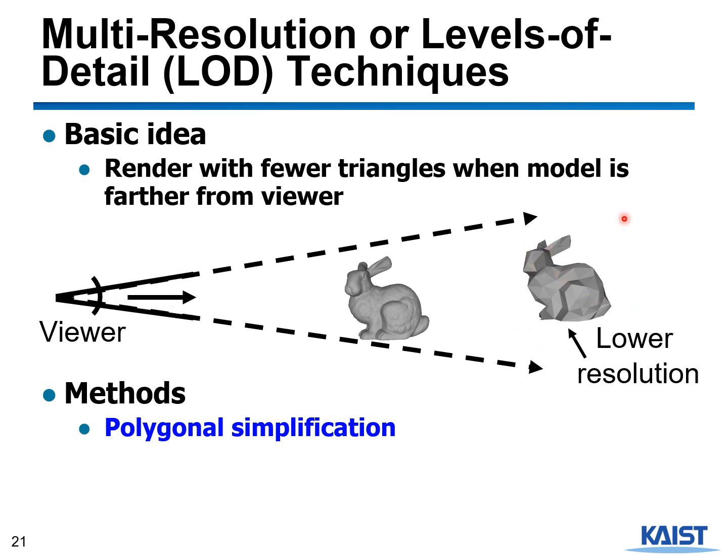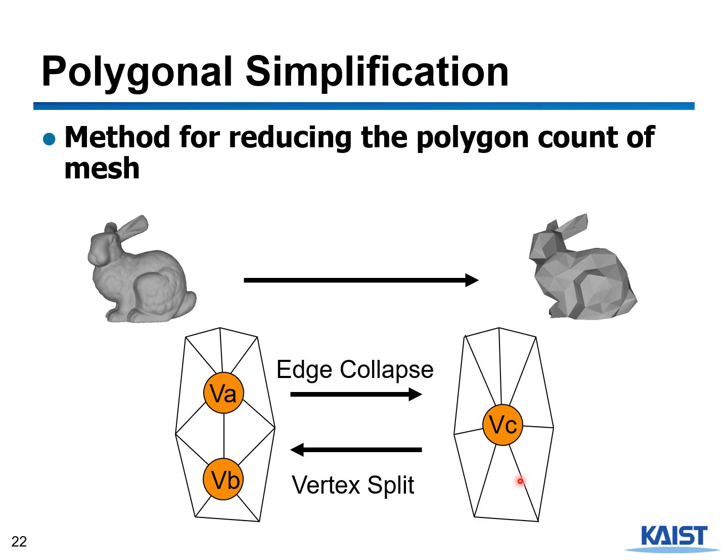Then we can even use fewer triangles. It means that we are using a lower resolution, and then we can render these triangles faster if the model is located far away. That's the idea of the LOD, or the polygonal simplification. In other words, we simplify this triangle mesh from here to there. This is the typical operation of polygonal simplification, a method for reducing the polygon count of the mesh.